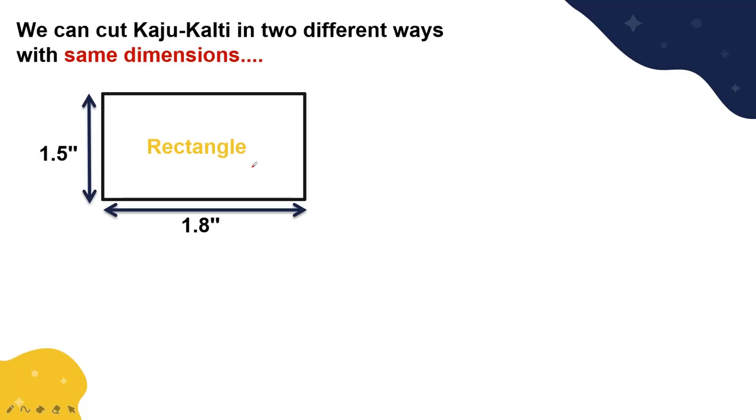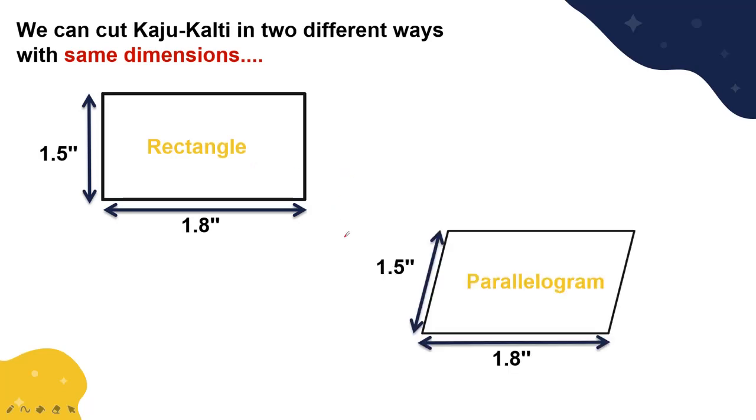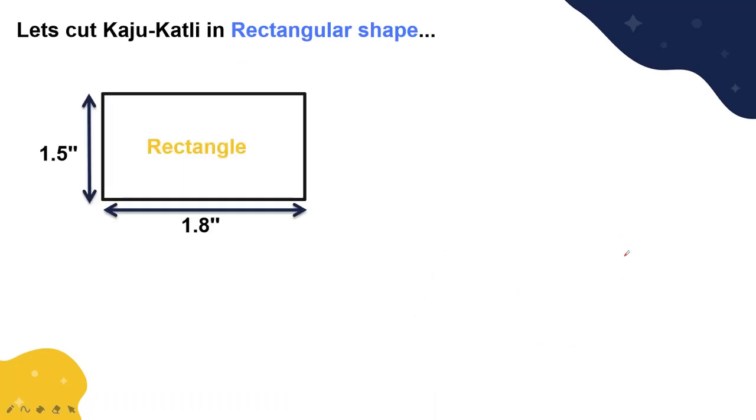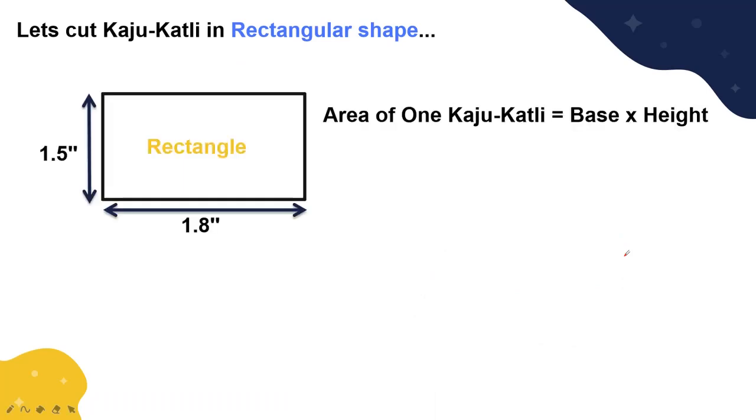One in the shape of a rectangle and another in the shape of a parallelogram, where both the dimensions are exactly equal. The only change is that this angle is not 90. The question is how this will make a difference. Let's understand. If we make it in the shape of a rectangle, then how much will be the area of one Kaju Katli? It's base times height, as we have discussed. It's 1.8 times 1.5 inches.